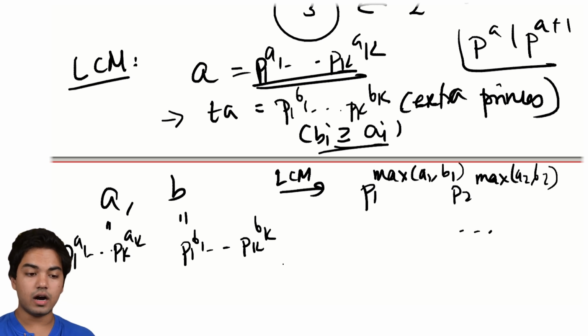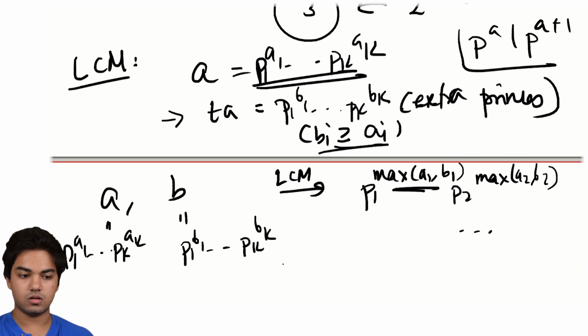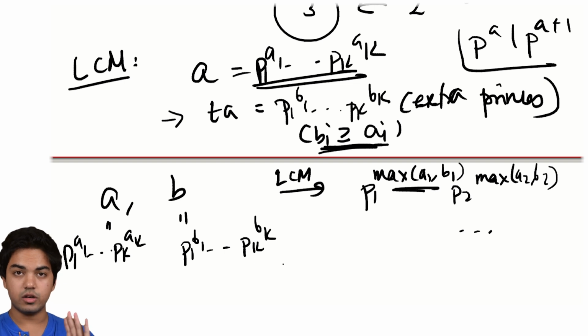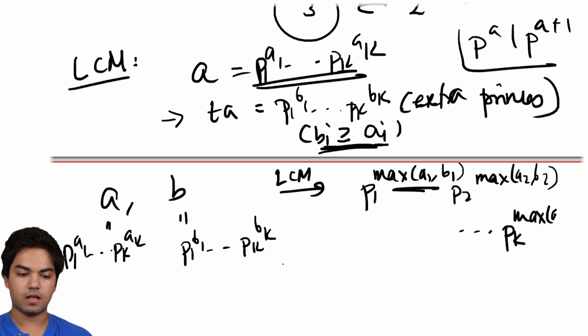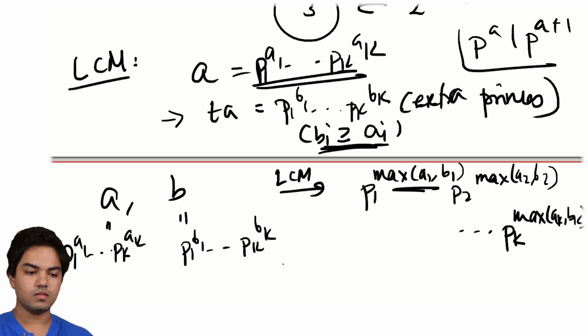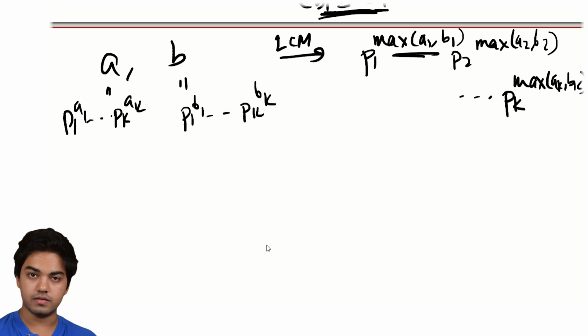I obviously need at least this much power of P1 because I have to satisfy the condition that every multiple of A has exponent of Pi more than Ai. Hopefully, take a second there to process that. But yeah, the LCM is P1 to the max of A1 and B1, P2 to the max of A2 and B2, all the way up to Pk to the max of Ak and Bk. Again, you can take an example, see that everything holds up.